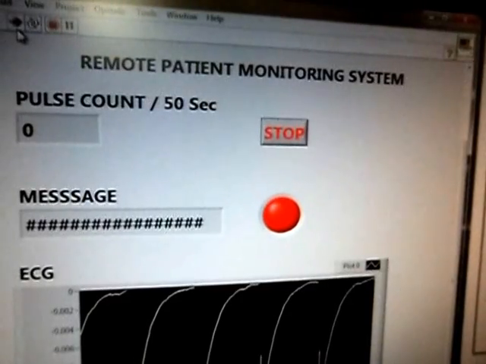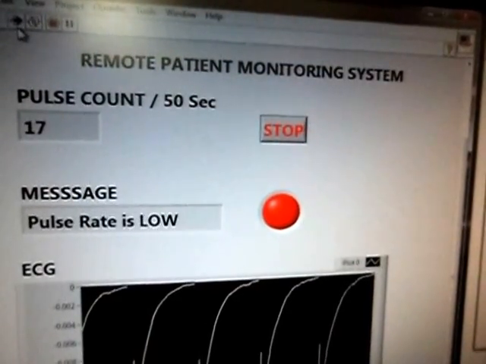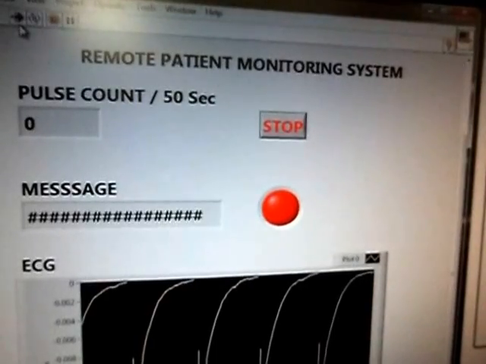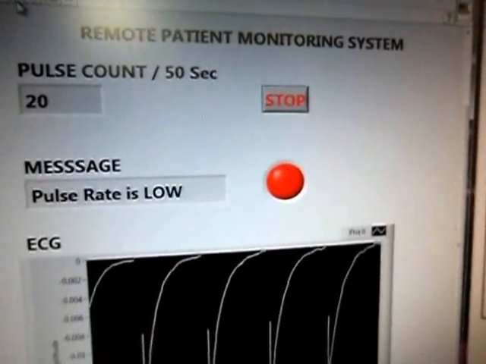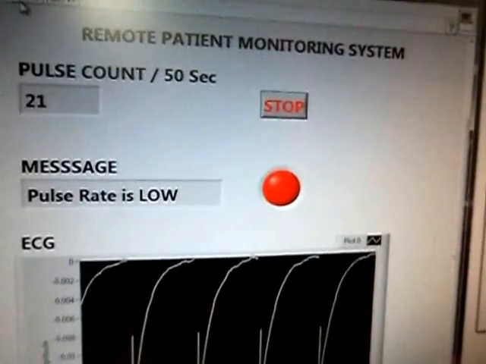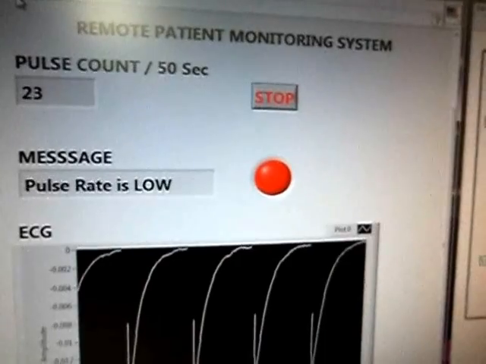Since it doesn't have the required amount of power supply, it has not reached our pulse rate, so it is in the low state, and a red alert is indicating. If the pulse rate increases above 50 and ranges within 100, the normal message will be displayed.